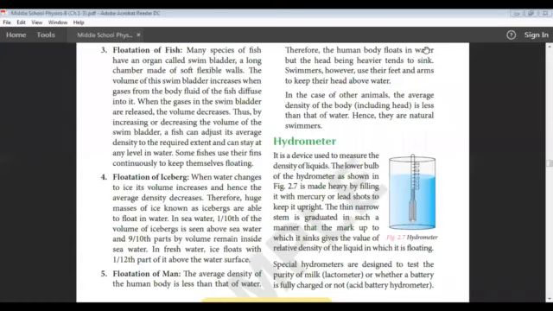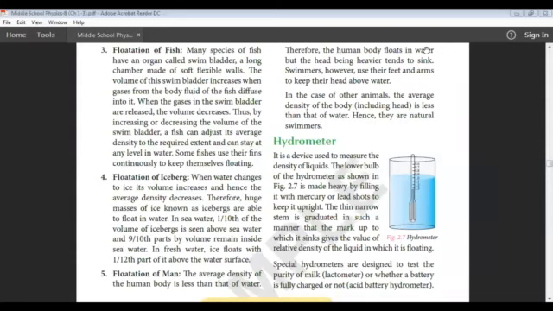Okay students, our next application is flotation of fish. Fishes have swim bladders. These swim bladders are responsible for intake and release of the gases. When the gases are released from the swim bladder, the volume of the swim bladder decreases. And if the swim bladder intakes the gases, the volume increases. Hence, by decreasing or increasing the volume of the swim bladder, fish adjust the average density to the desired level, and therefore they can float at any level in the water.